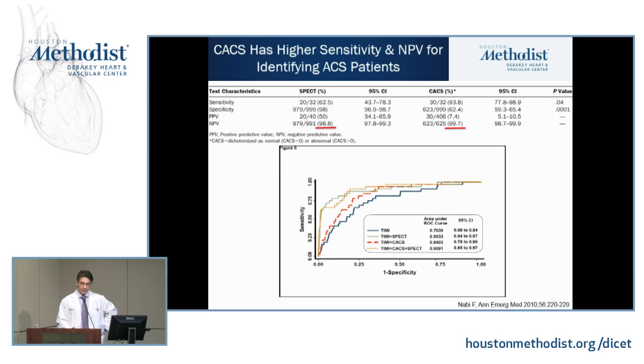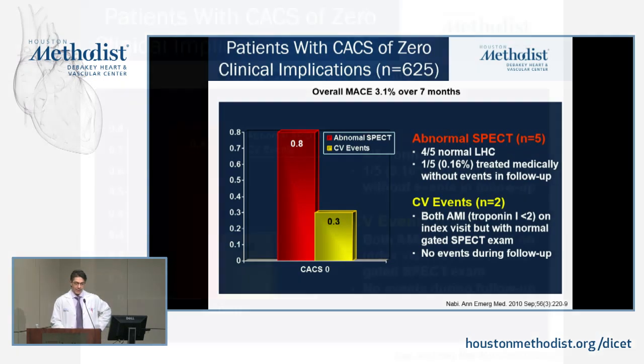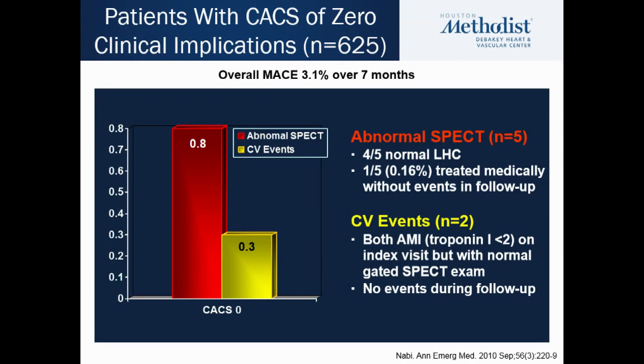So, this body of literature is building then, and if we look specifically a little bit closer at the calcium score of 0, we had 5 patients who had an abnormal SPECT. 4 of them had normal caths. 1 just had medical follow-up and was without any events. So at worst, there was a 0.16% event rate. There were 2 patients who had cardiac events. Both of them were troponin leaks that were not further worked up, and they had no events in follow-up.